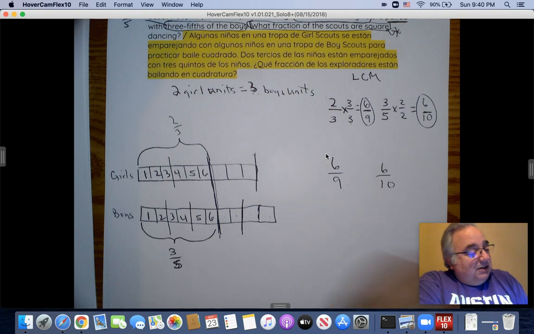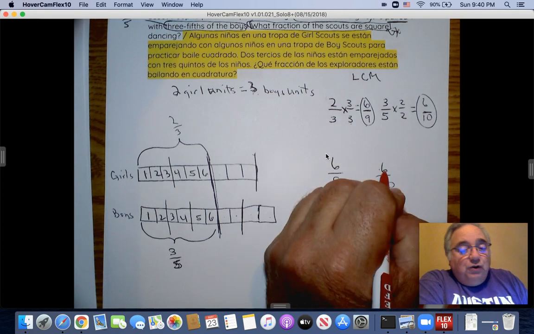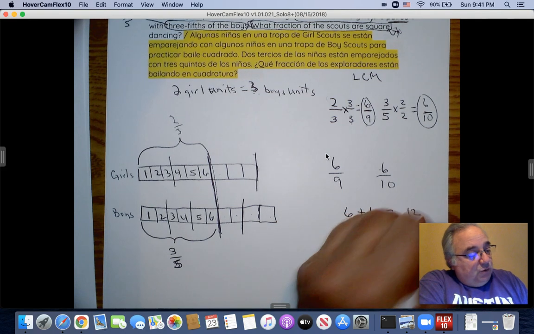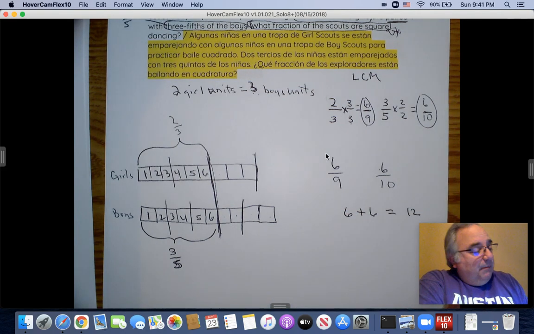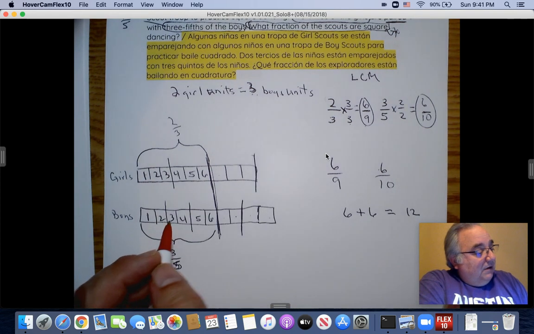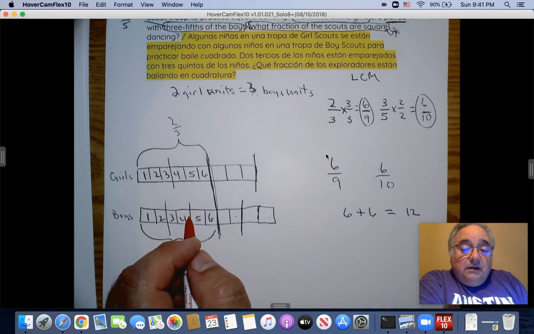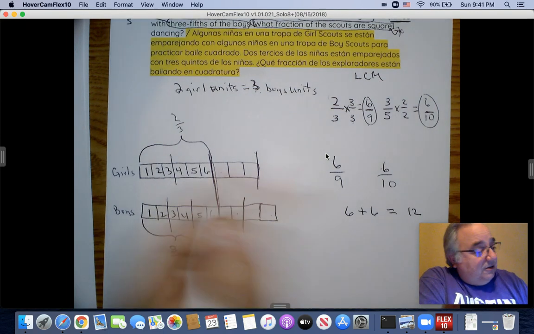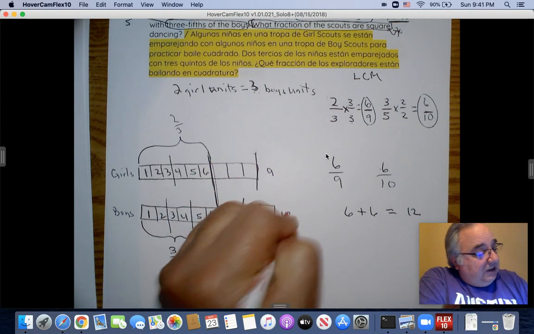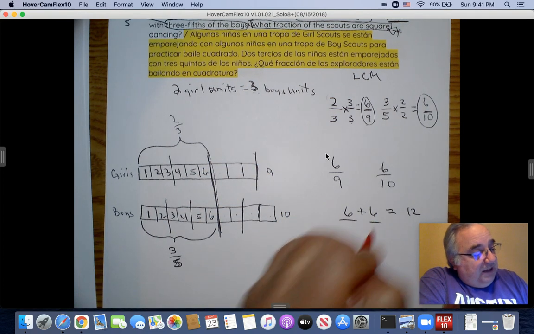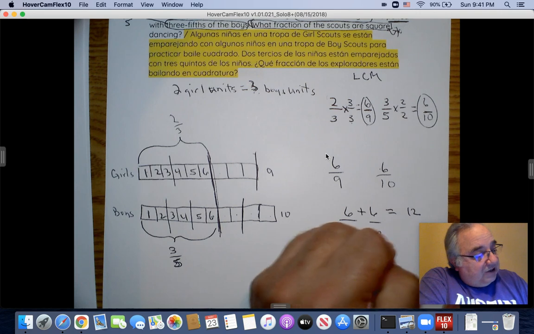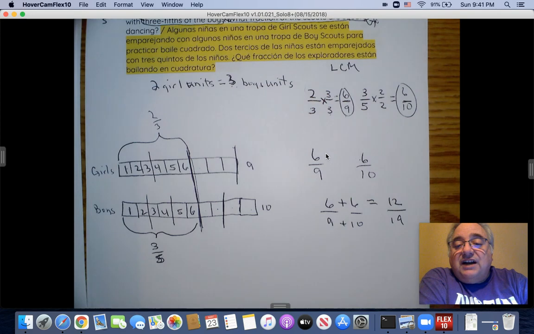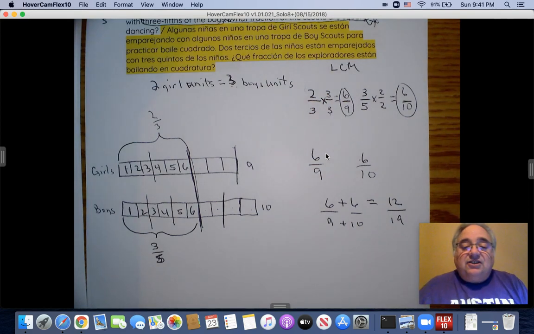So what we do is we just say, okay, what are the two numerators equal to? We take 6 plus 6. That gives me 12. And how many units did I have here? I think I heard it out there. Way to go. Yes. 9 for the girls and 10 for the boys. So we're going to make this into a fraction. 9 plus 10. So it's going to be 12 over 19. That is going to be your answer.